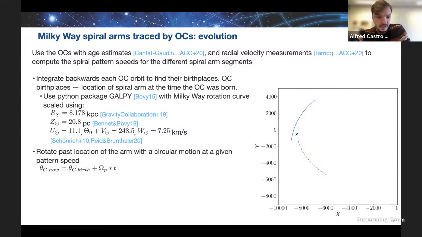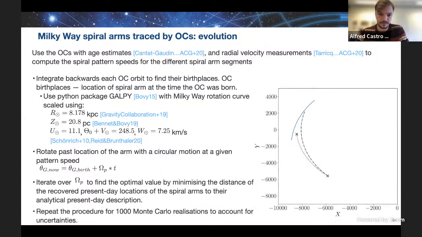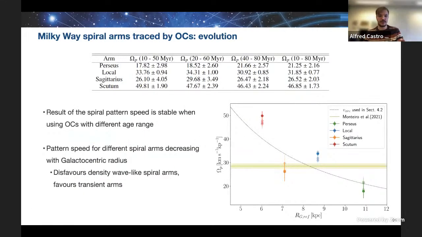Using this, we could compute the pattern speed at which the spiral arm was supposed to be moving. And we do a Monte Carlo-like analysis using the error of the ages, and iterate over the spiral arms and over the pattern speed to find the optimal value. Yeah, and these are the results.